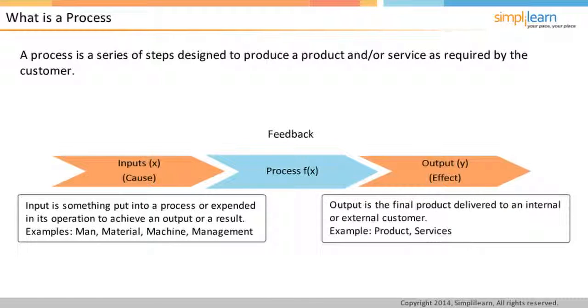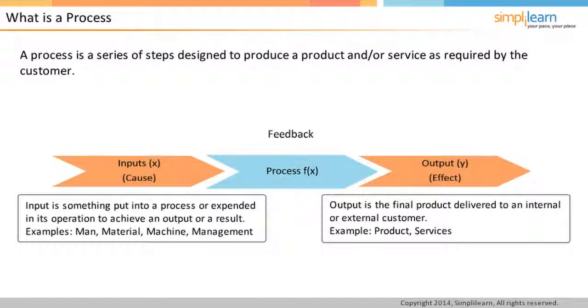Output is the final product delivered to an internal or external customer. For example, product or services. It is important to understand that if the output of a process is an input for another process, the latter process is the internal customer. Each input can be classified as controllable, represented as C, non-controllable, represented as NC, noise, represented as N, and critical, represented as X.